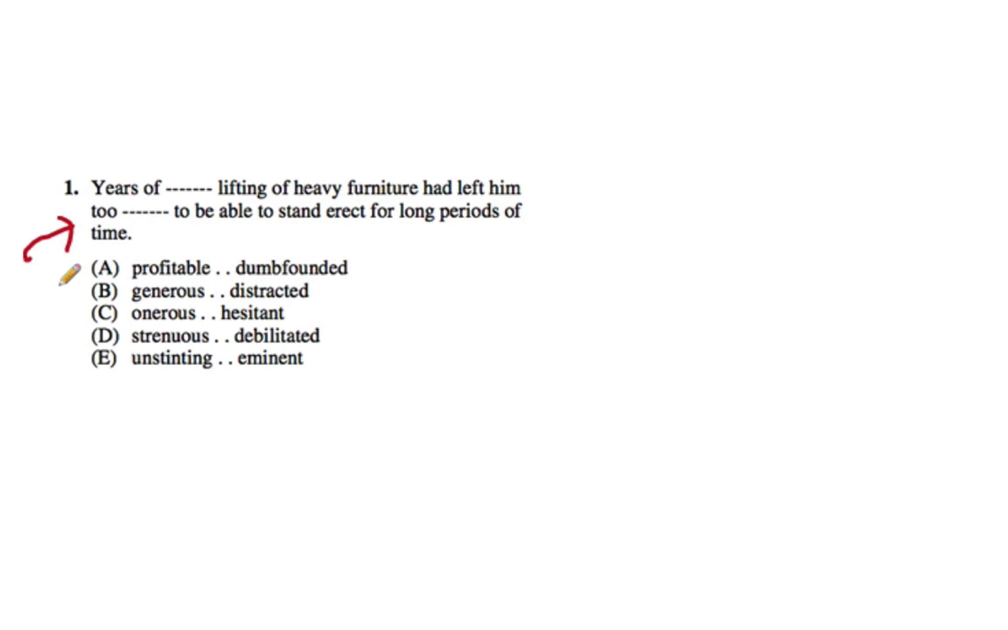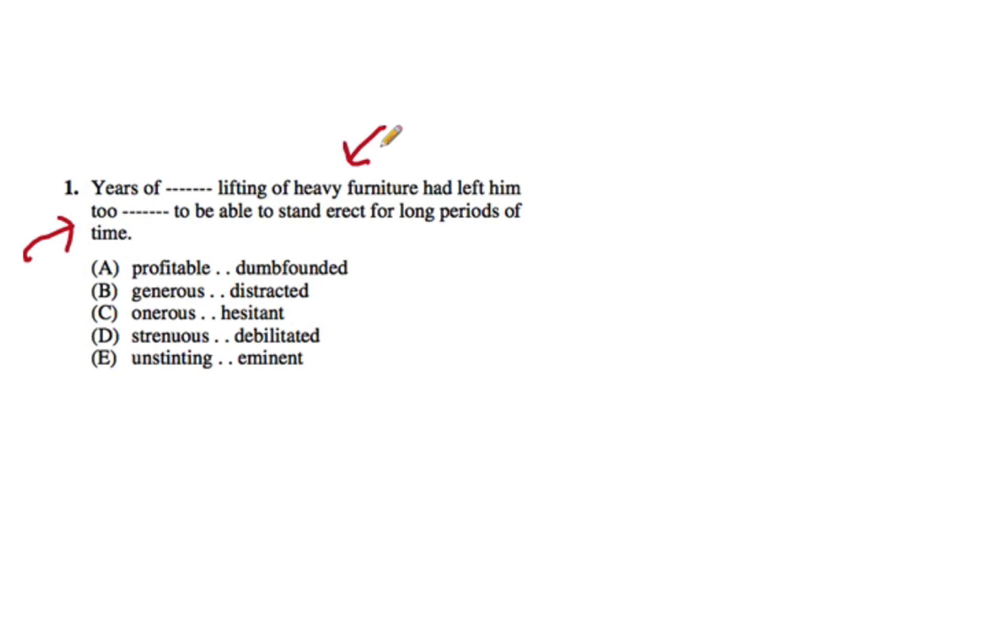And there's something in the sentence that's always going to give us a clue. So here we have the lifting of heavy furniture had left him too blank to be able to stand erect for long periods of time. And we know the word in that blank has to mean something like physically disabled or worn down or something like that. So now we're going to look at only the second word in each choice, and we're going to cross off the ones that don't work, that don't mean something like physically disabled or worn down.